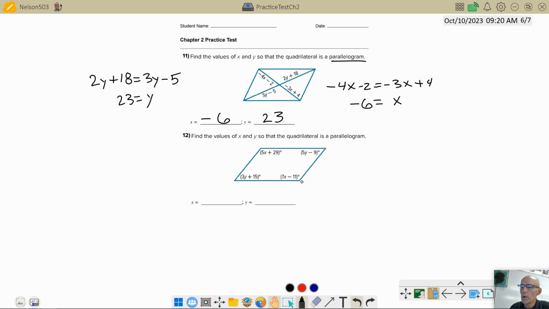On the next one, it gives us another parallelogram, and we're supposed to set the opposite angles equal to each other, right? So this was the diagonals bisect each other. This one is about angles equal to each other. So 5y minus 9 is equal to 3y plus 15. If I subtract 3y from both sides, if I add 9 to both sides, if I divide by 2, I get 12 for my y value.